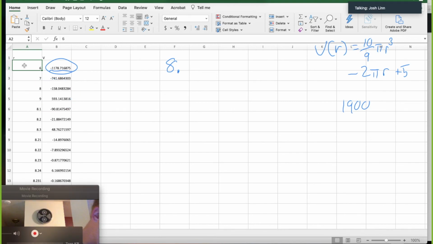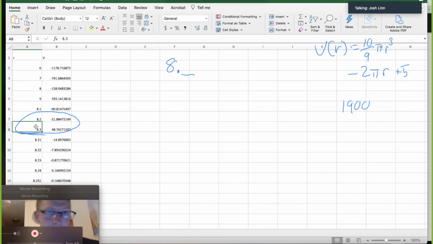So notice how I put my point here. So now we're going to work on this part. So my next number is 8.1, 8.2, 8.3. Oh, look, I started out negative and now it's positive. Again, my 0 is in between these two numbers. So we'll do 8.2.